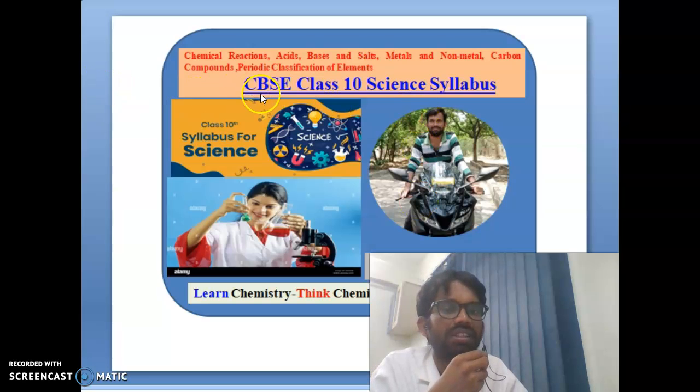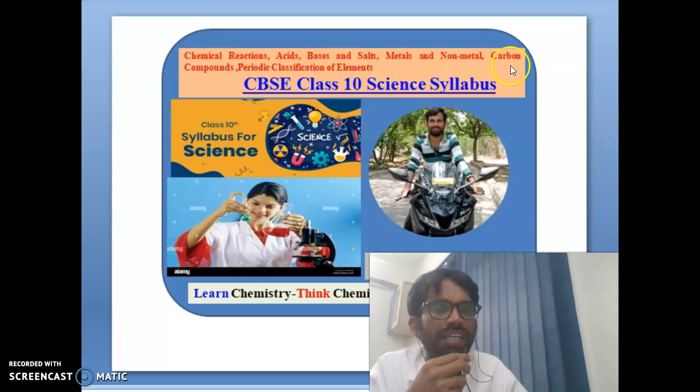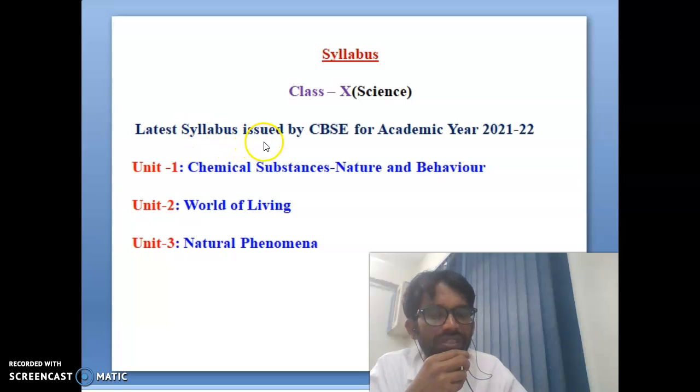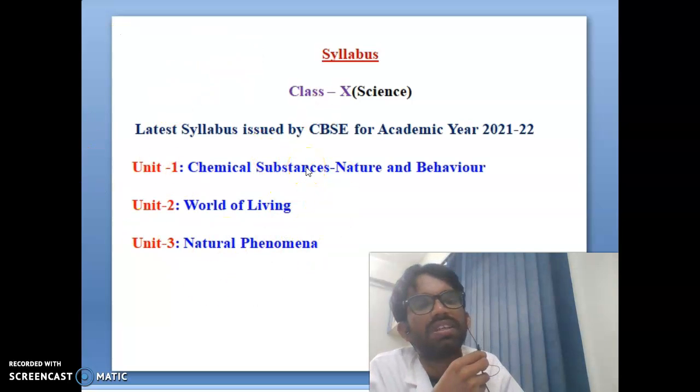You can see the topics: chemical reactions, acids, bases and salts, metals and non-metals, carbon compounds, and periodic classification of elements. Here is the syllabus for CBSE 10th class science, issued by the CBSE for the academic year 2021 to 2022. Unit 1 is chemical substances, nature and behavior, the second unit is the world of living, and the third is natural phenomena. This is the entire science syllabus for 10th class CBSE.